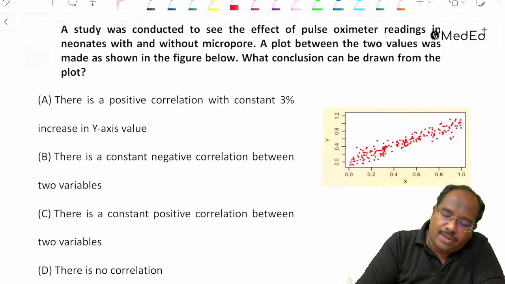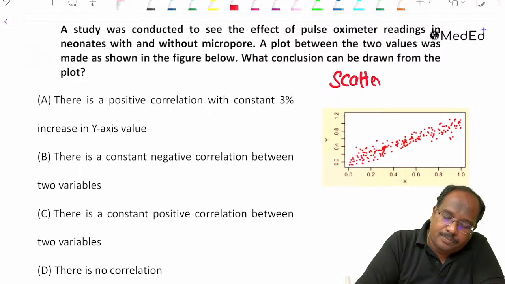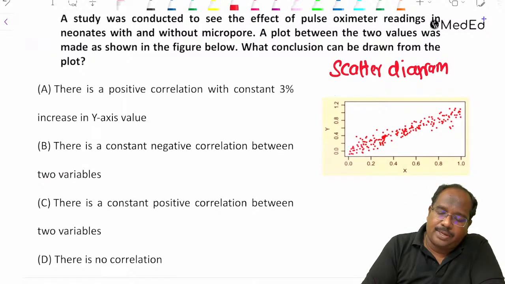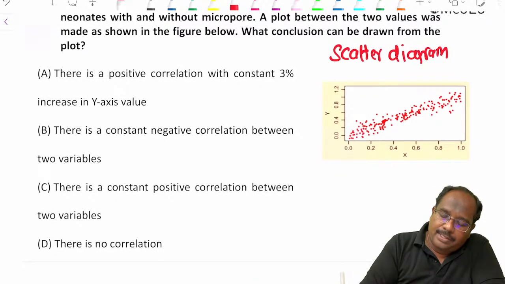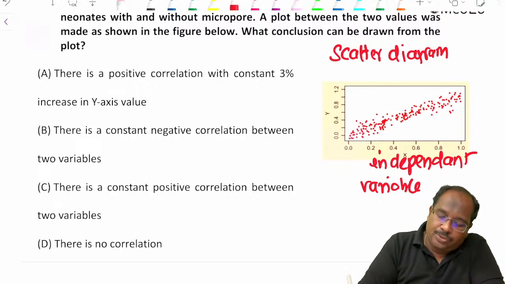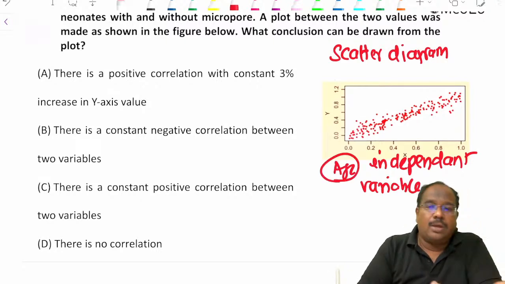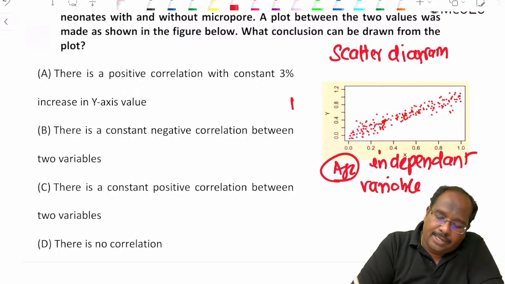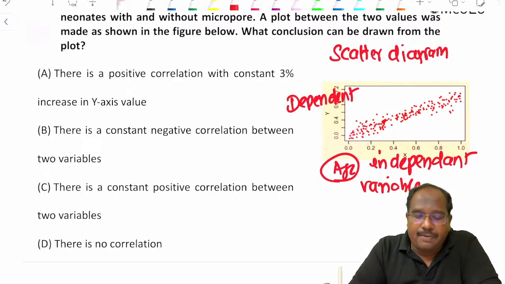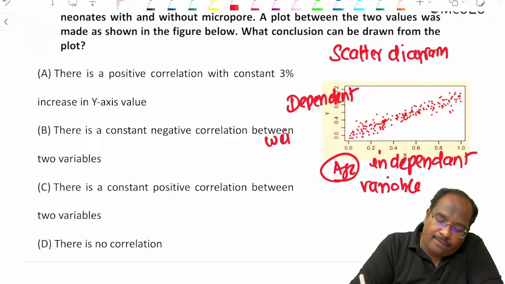Yes, this graph is called a scatter diagram. What does this tell you? You take two variables. You take the independent variable on the x-axis, suppose age, for example. On the y-axis you take the dependent variable, for example body weight.